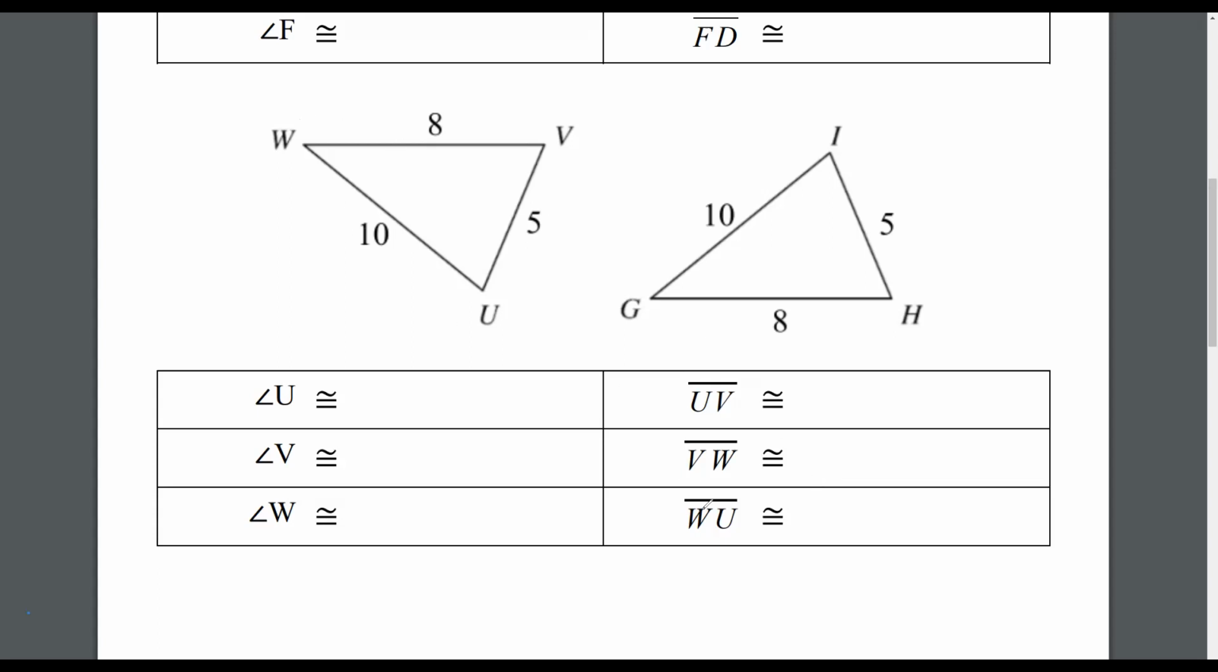So here, WU or UV or VW, right? Let's start with UV here. That's a 5. So it's going to correspond to the other 5, right? IH. Or is it HI, right? I'm not sure.